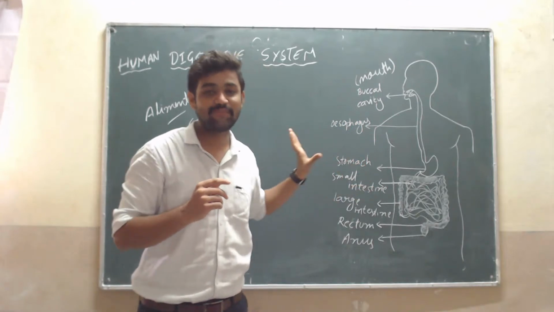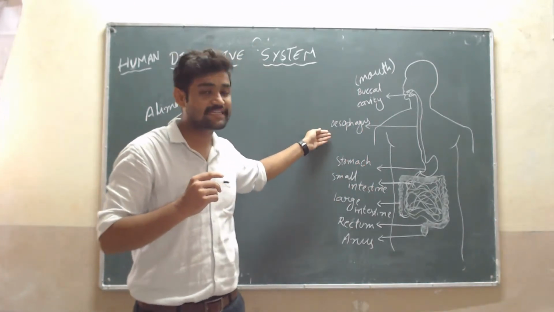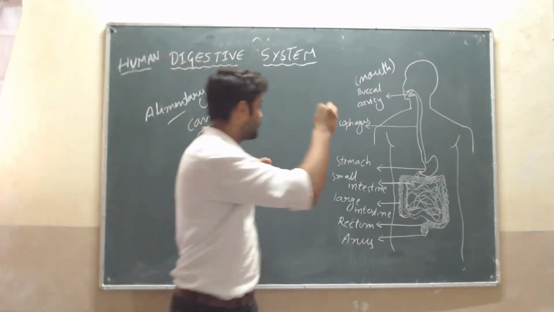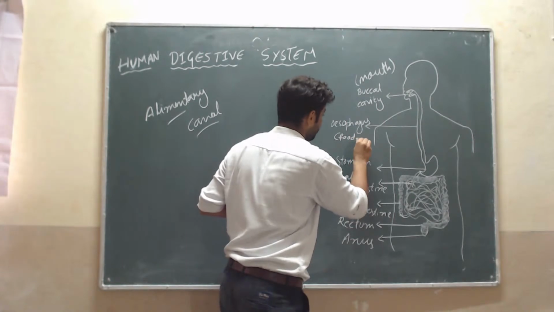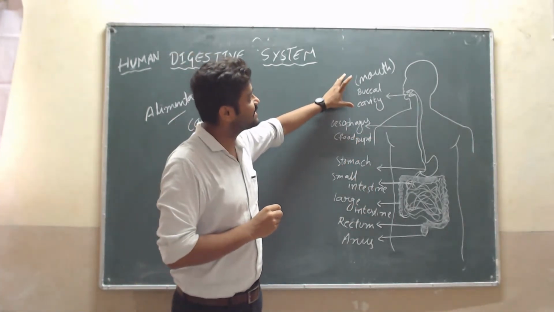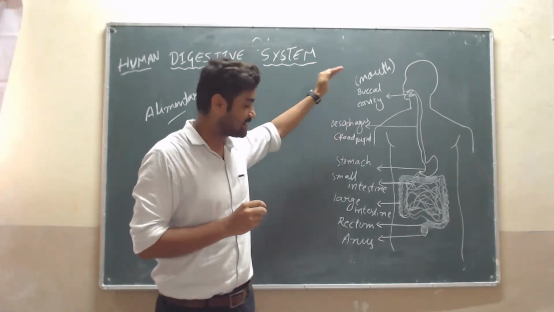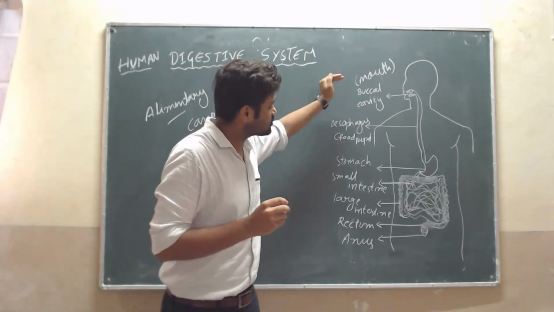It includes many organs like the mouth and esophagus. Esophagus is nothing but a food pipe. The human digestion starts at the mouth and ends at the anus. It includes many parts.